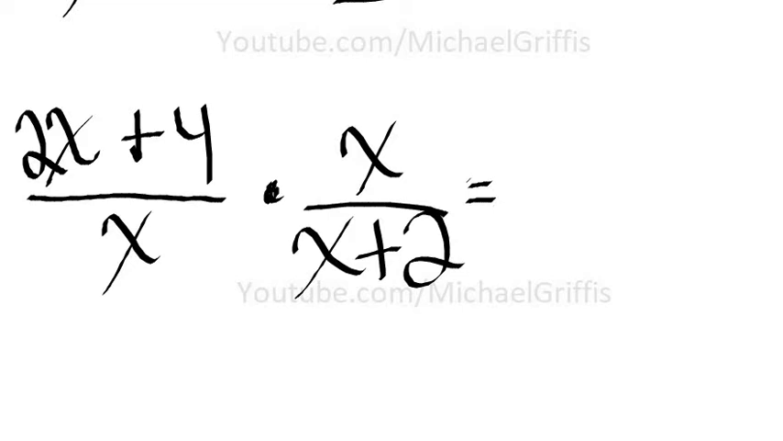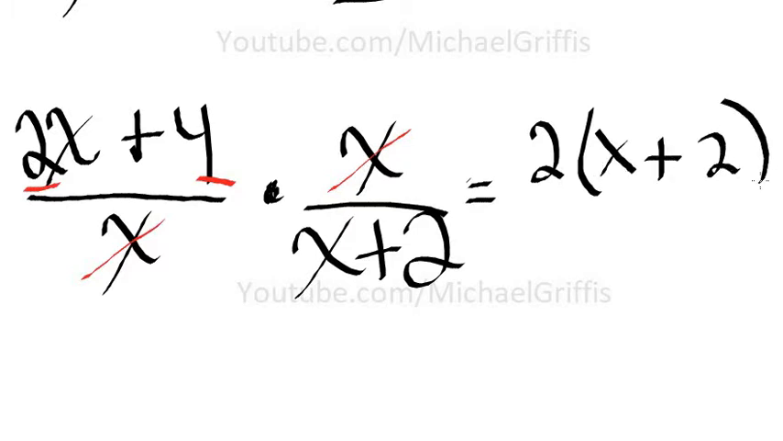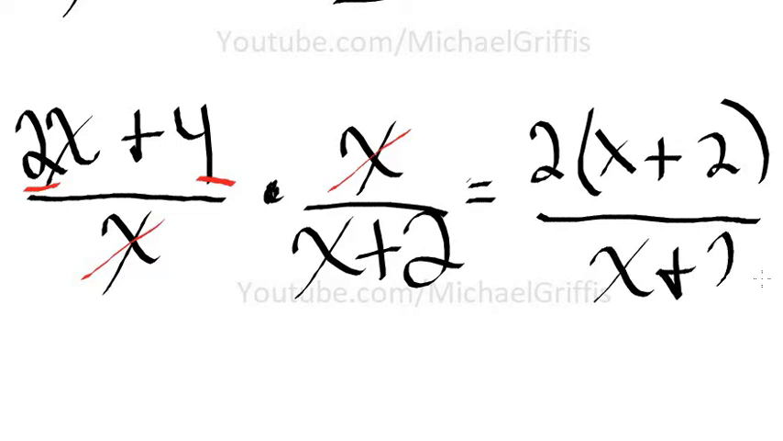Now let's take notice here of this 2 and this 4. We can actually factor that 2 out. But also notice we have an x down here in the denominator and x in the numerator, so those are going to cancel out. So let's just rewrite. Actually, I'm going to go ahead and factor that out. So we have 2 times x plus 2, over x plus 2. And now you can see we can cancel those out also.